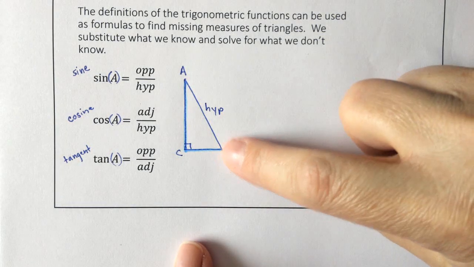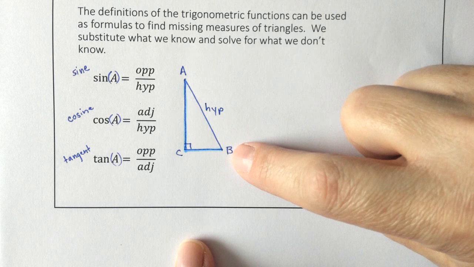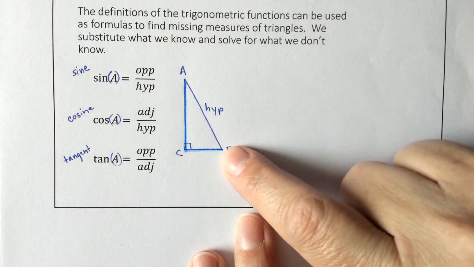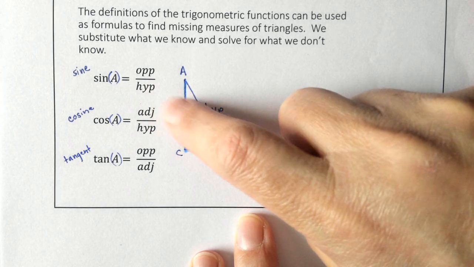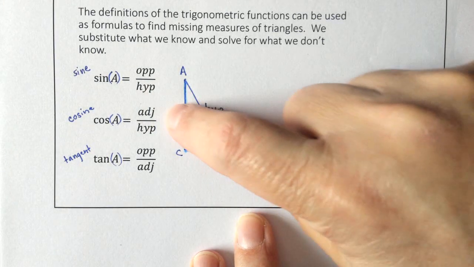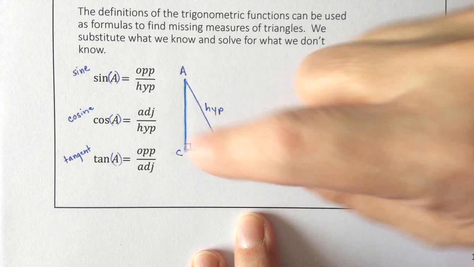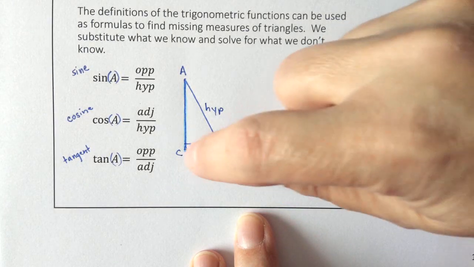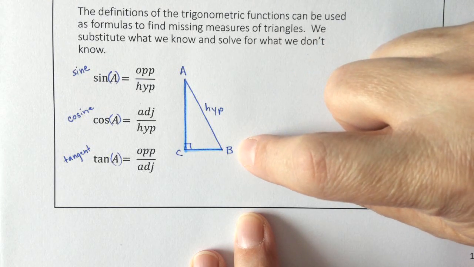If I were using angle B for reference, that's this angle in the bottom right-hand corner. If I use angle B for reference, then the opposite side would be over here, side AC. It's across the triangle from B. And this bottom side, we would call that the adjacent leg because it's attached to angle B.